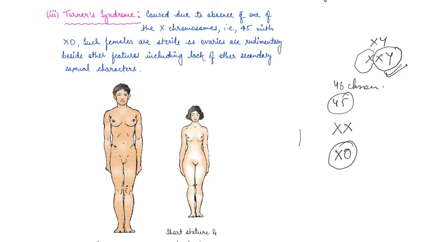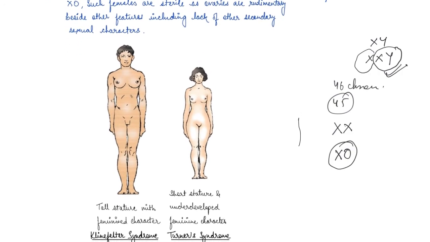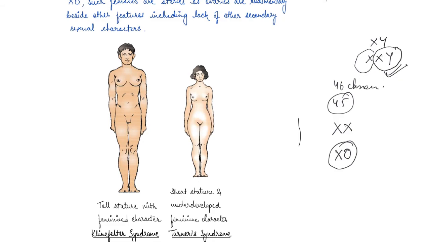If you see this diagram here, you'll realize that in the case of Klinefelter syndrome, the male has features like developed breasts, right? However, in the case of Turner syndrome in females, there is a short stature and the secondary sexual characters are underdeveloped, right? So they'll have partially developed breasts. The ovaries are rudimentary, and in both cases, these individuals are sterile. They will not be able to produce offspring.